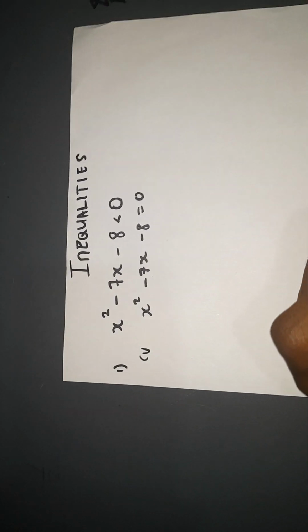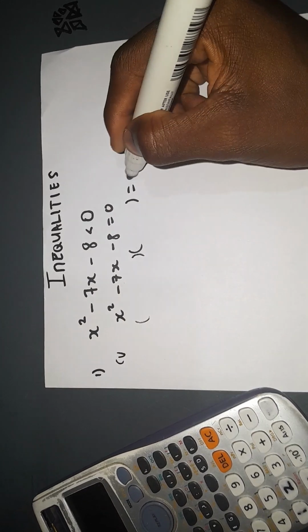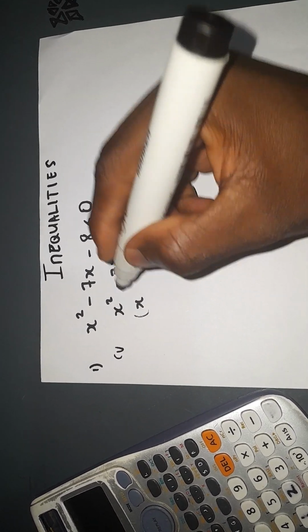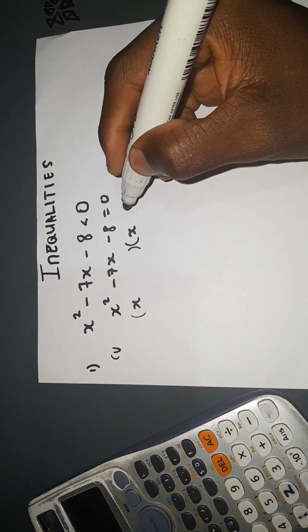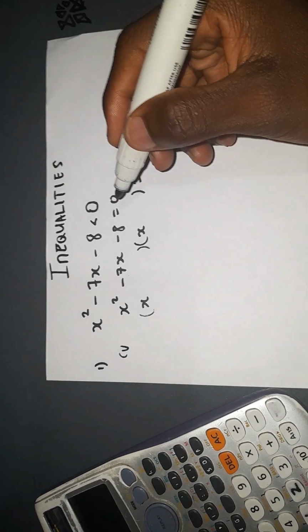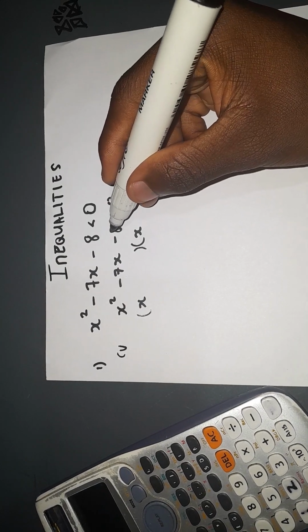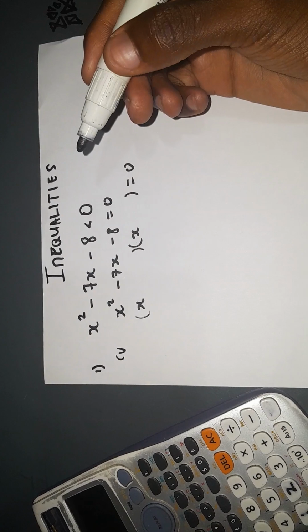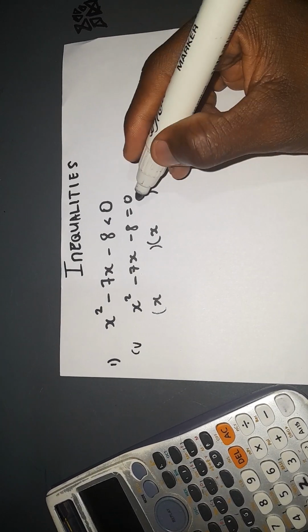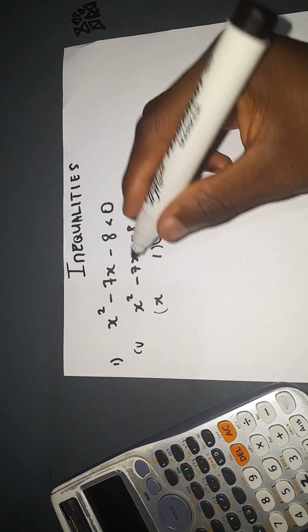So now when we do it like this, what must we do? Good, we must open two brackets. We are factorizing now, and it will be x and x on this side, and factors of 8 that when we multiply them they will give us 8, and when we add or subtract they will give us 7. Will be 8 and 1, because 8 minus 1 will give us 7.